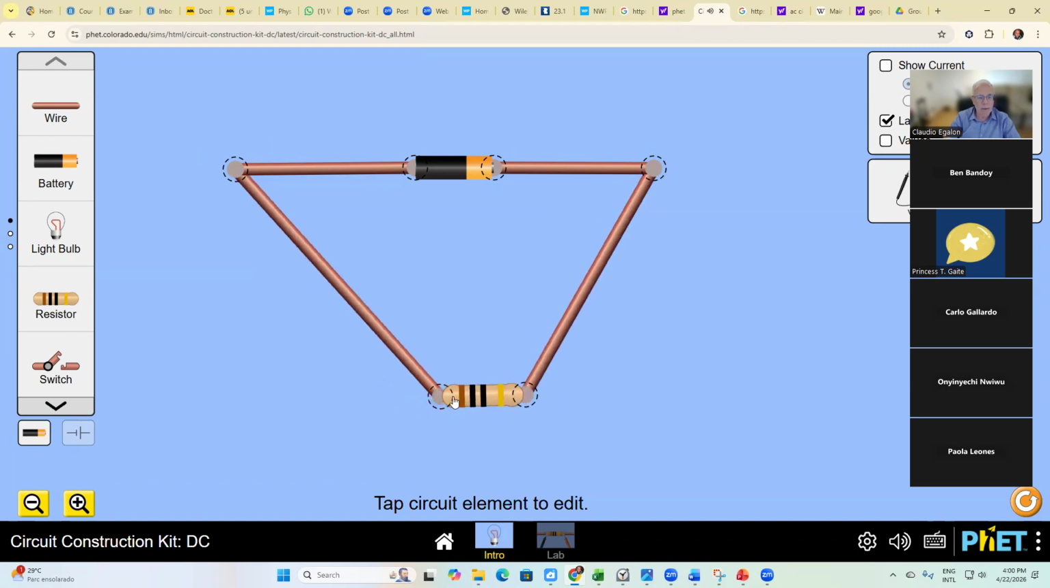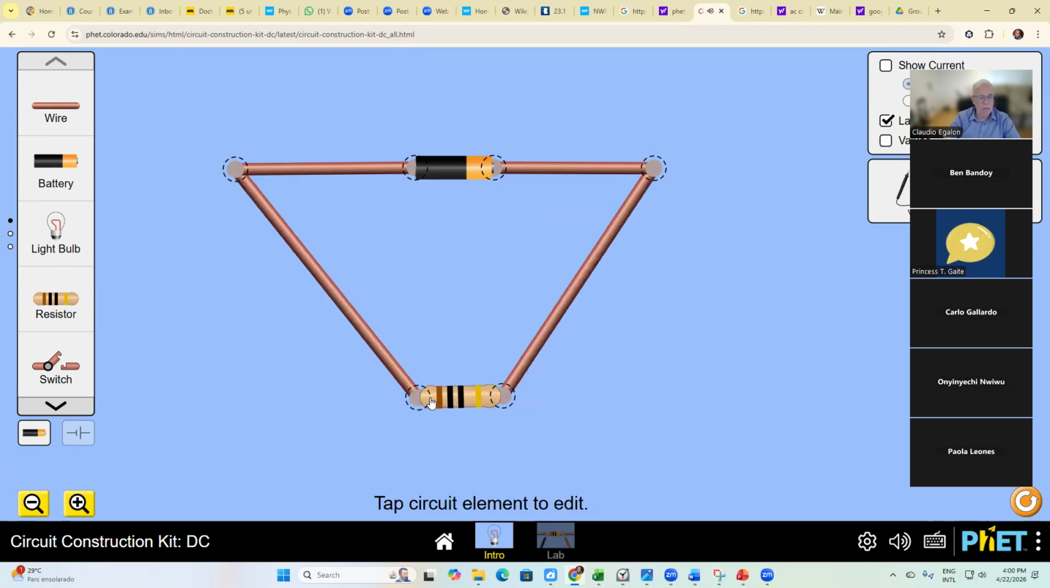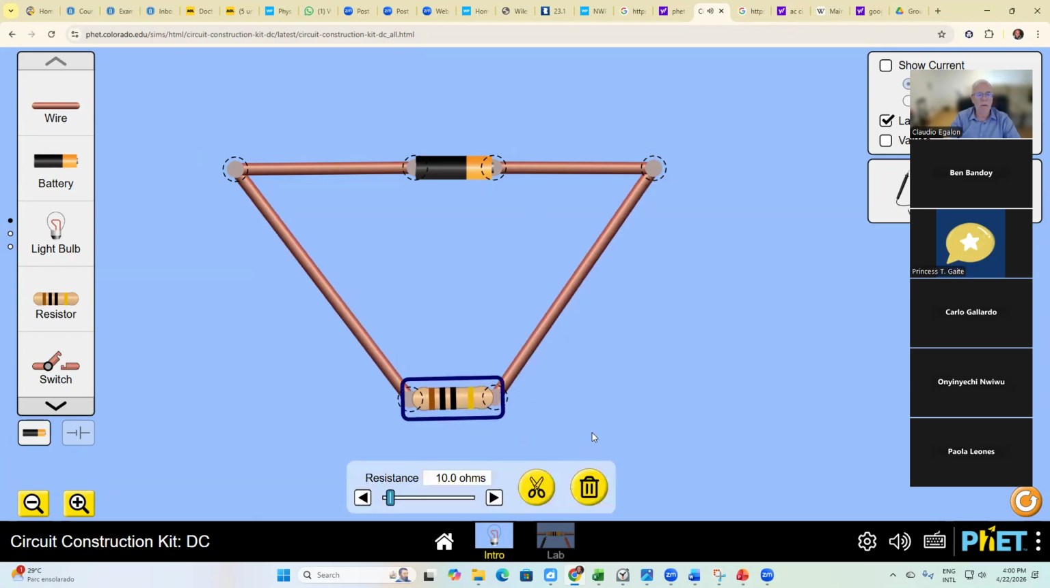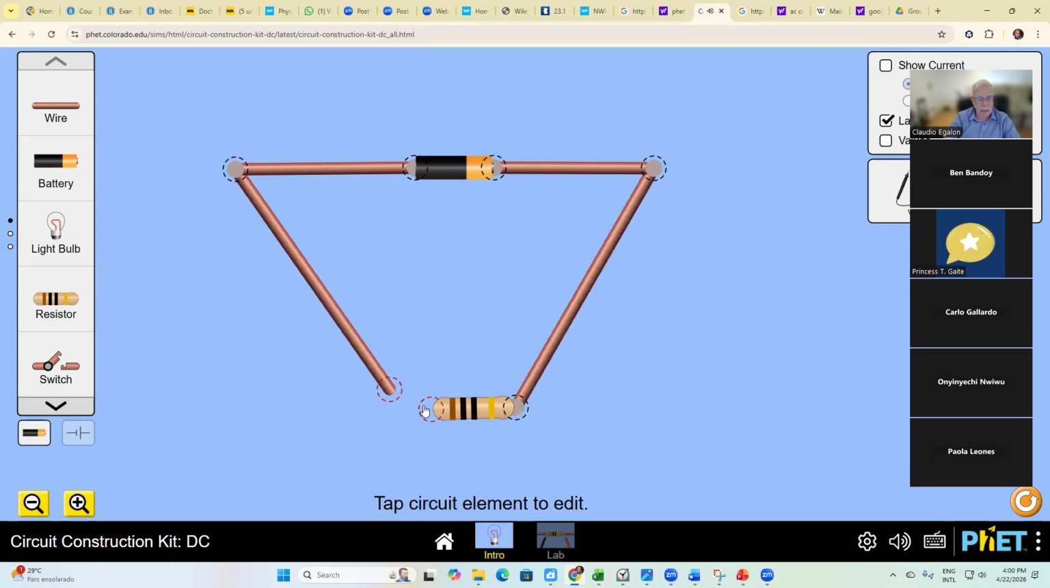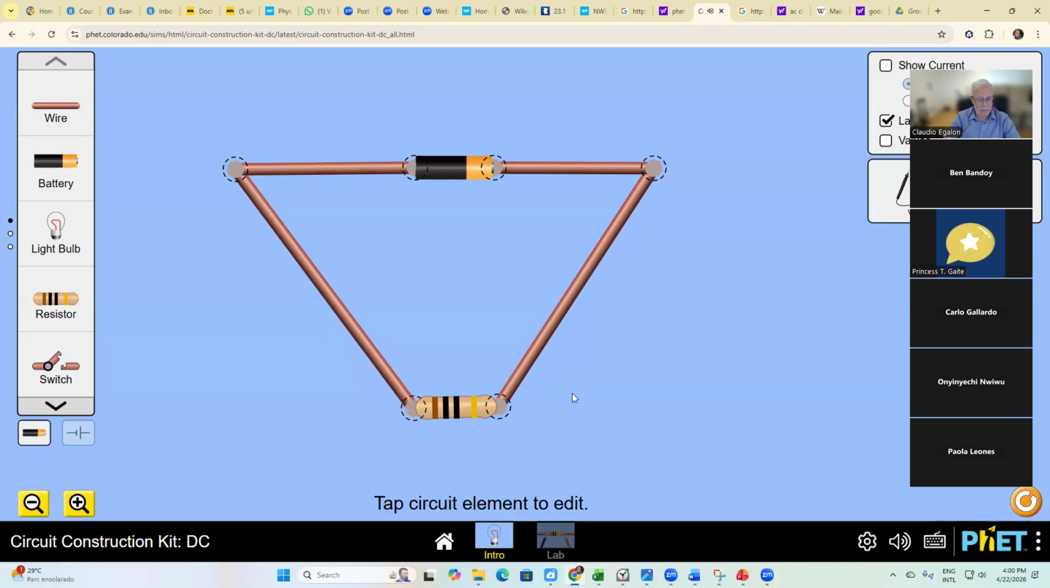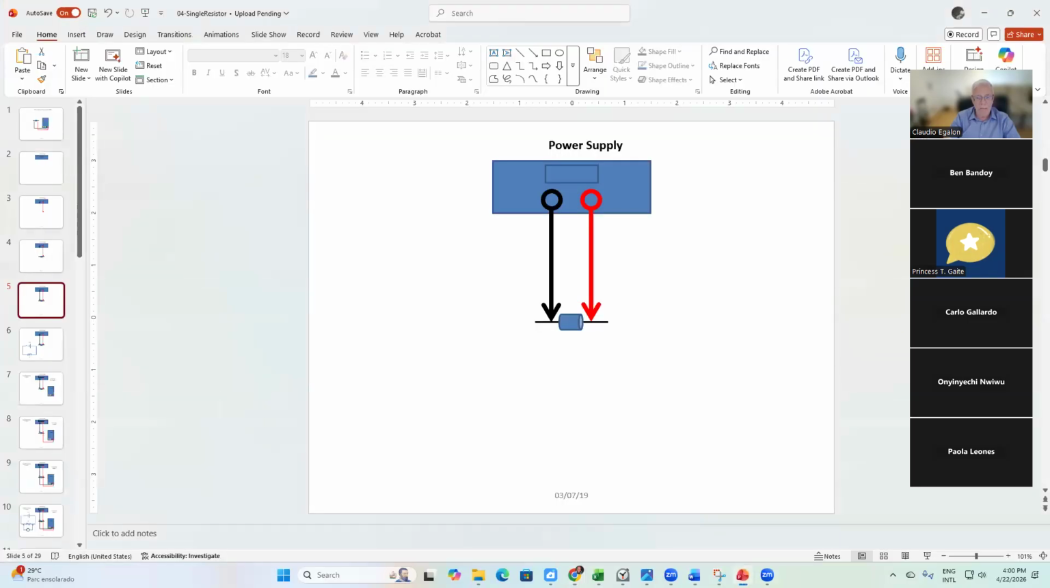Make it look nice. Move a little bit to the center. Okay. So here you go. Here's our circuit. This circuit that you see here is exactly the same that you see in my PowerPoint: power supply, cables, and resistor. Exactly the same. And that's the circuit diagram showing a switch that I didn't illustrate here.